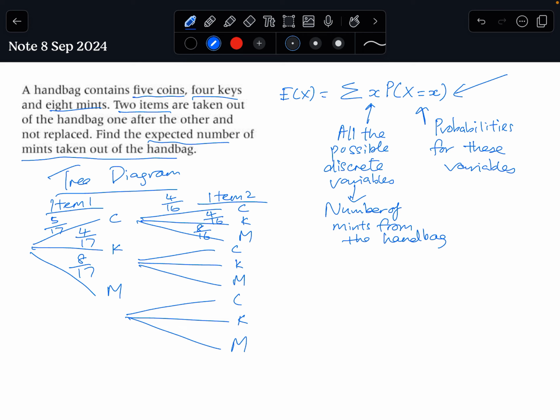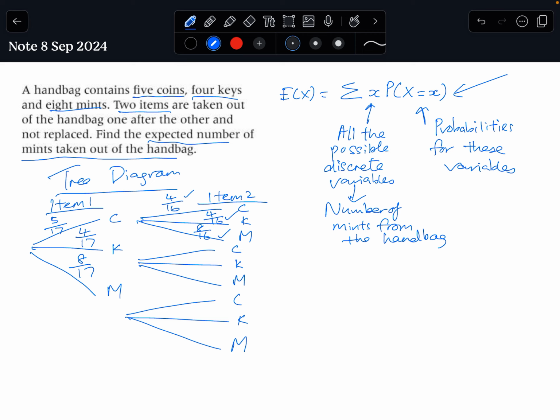Now, just for your information, you probably would have realized that when you add up all these probabilities, they should give you 1. So it's a way to verify whether you're doing the correct thing on your tree diagram.